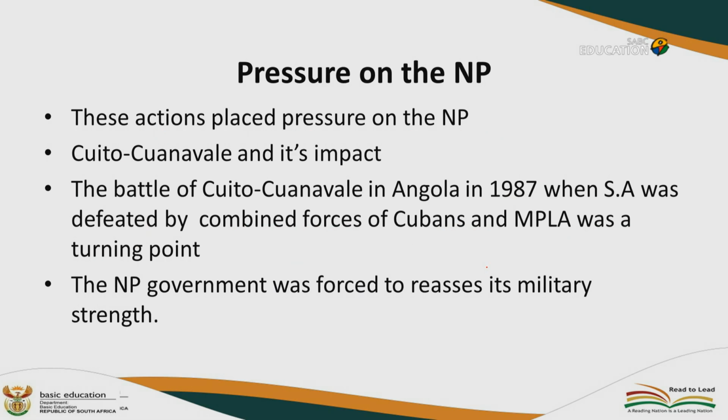Then, the pressure on the National Party. What happened is, in 1975, Angola received independence from Portugal. So when Angola received independence from Portugal, within Angola itself, there was an organization called MPLA, and UNITA. And these two organizations, MPLA, they were more communist. UNITA, they were more capitalist, meaning there was a civil war that started between the two, over who should control Angola.